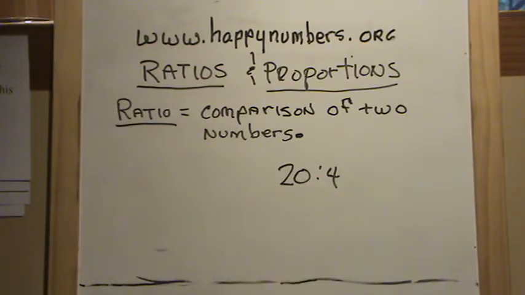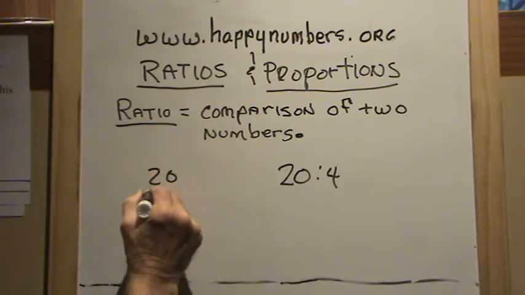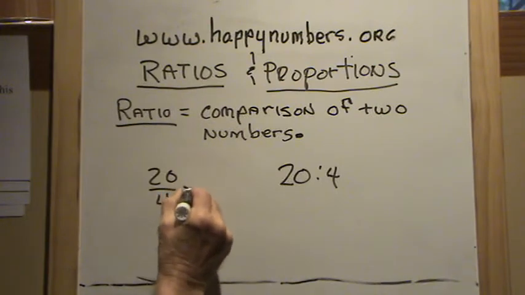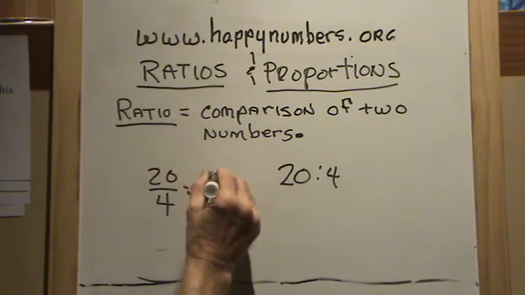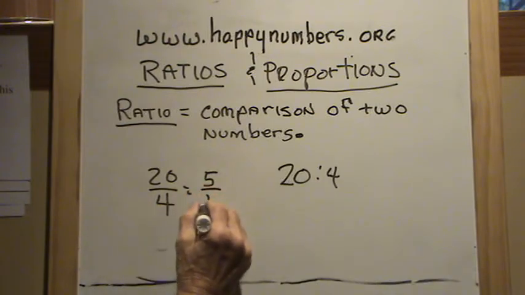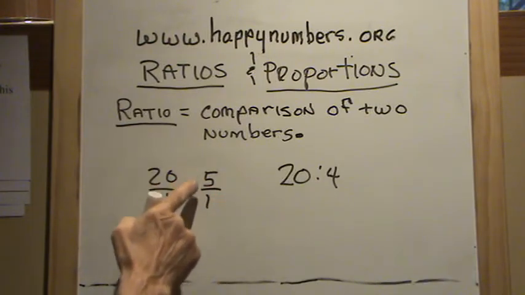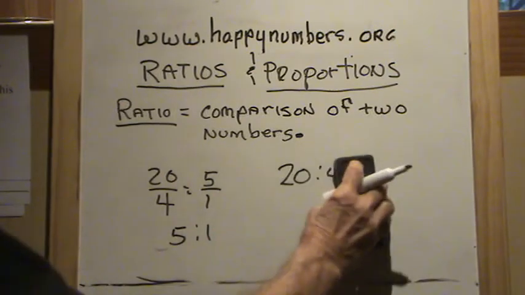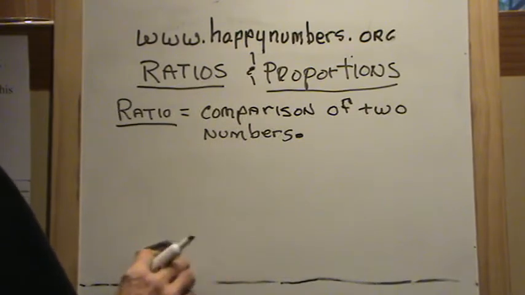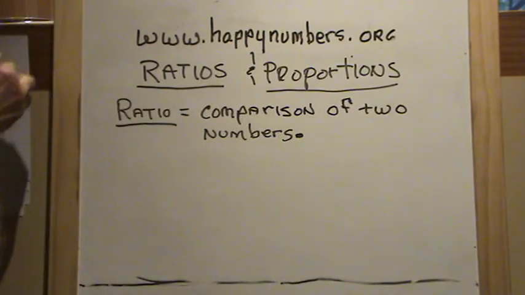20 is to 4. 4 goes into 20 5 times. 4 goes into 4 1 time, but we leave it in that form. So 5 is to 1. Well, good. Let's see how we can use ratios in taking a look at some problems.